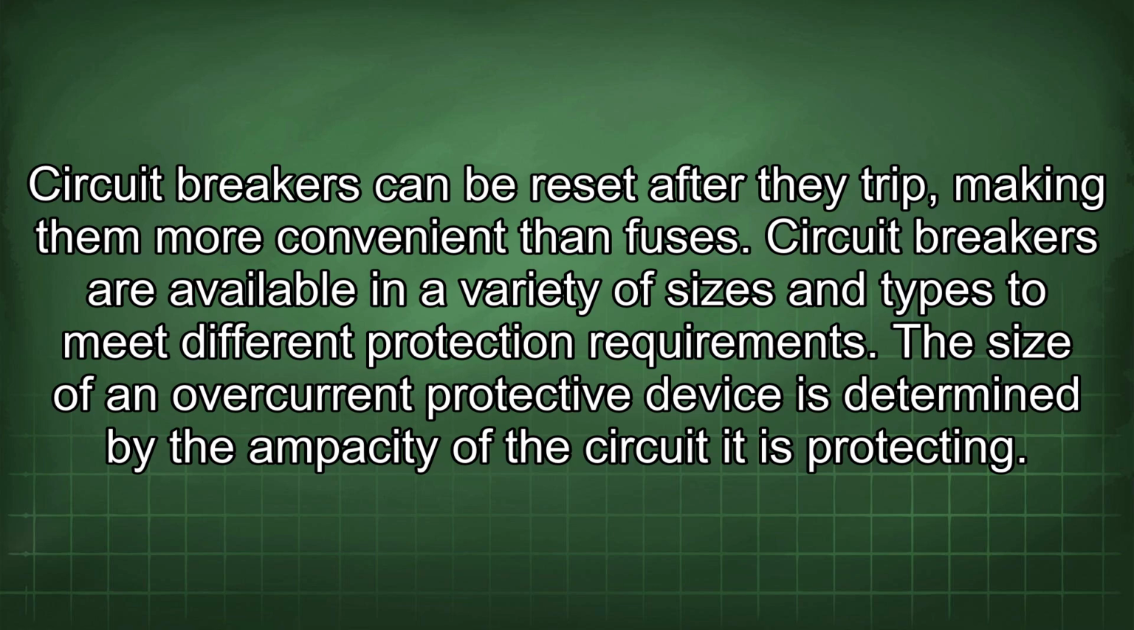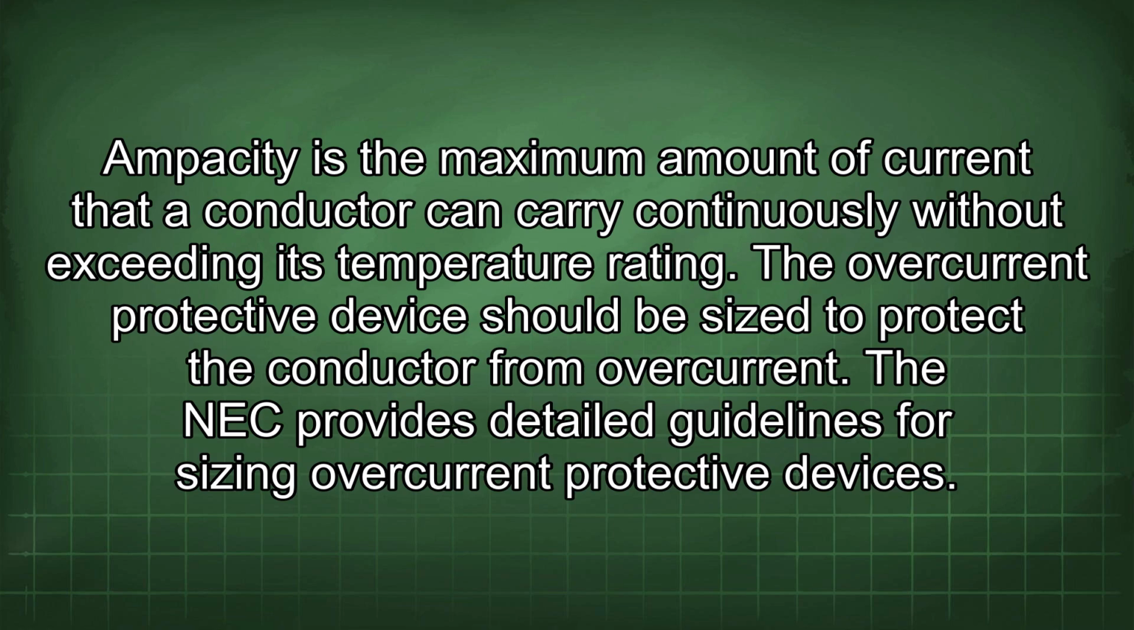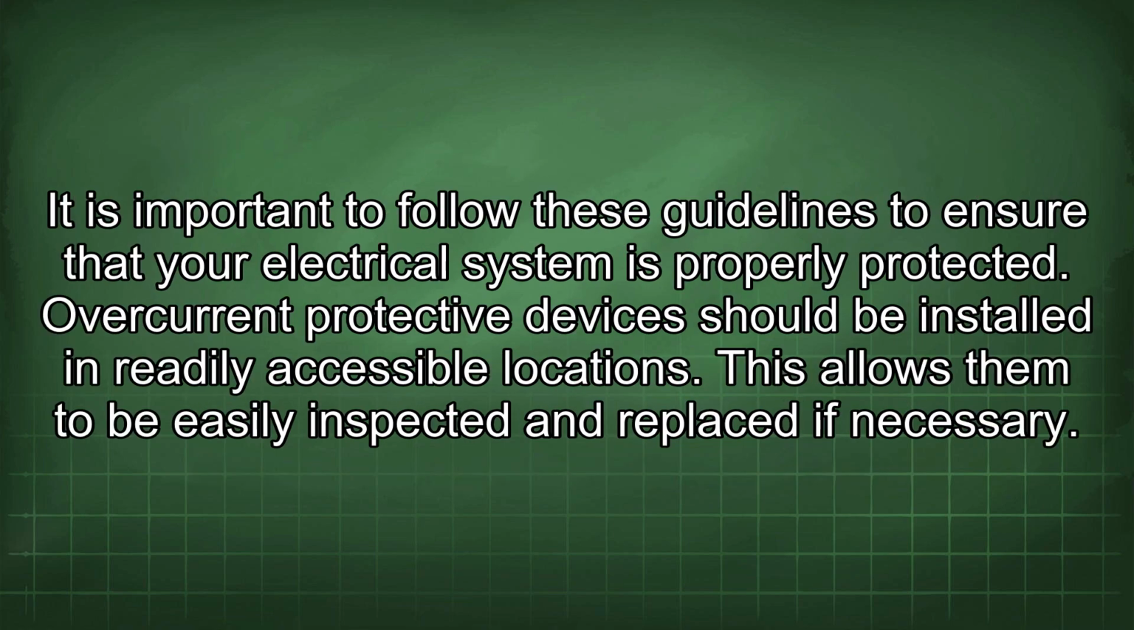The size of an overcurrent protective device is determined by the ampacity of the circuit it is protecting. Ampacity is the maximum amount of current that a conductor can carry continuously without exceeding its temperature rating. The overcurrent protective device should be sized to protect the conductor from overcurrent. The NEC provides detailed guidelines for sizing overcurrent protective devices. It is important to follow these guidelines to ensure that your electrical system is properly protected.